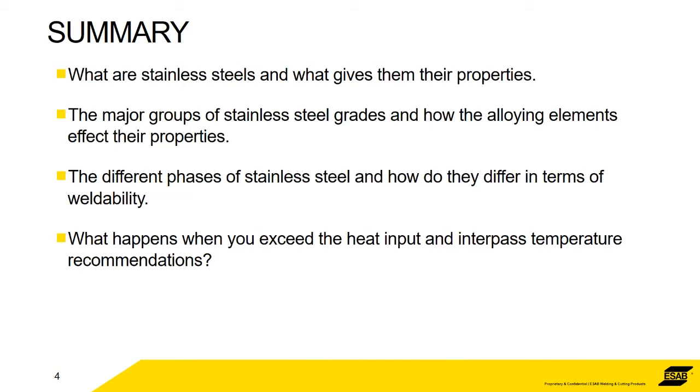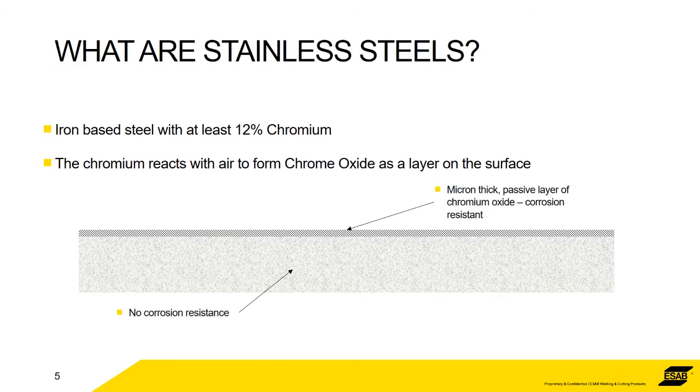We hear about the major groups of stainless steels. We talk about austenite, ferrite. What are they and how are they formed? And how do the various alloys of stainless steel affect the physical properties, the corrosion resistance properties, and their weldability? So again, the different phases, how do they differ in terms of weldability? And most importantly of all, what happens when you exceed heat input and interpass temperature recommendations. This is a crucial thing with stainless steels. The more highly alloyed the steel, the more important that is. So I hope that makes sense.